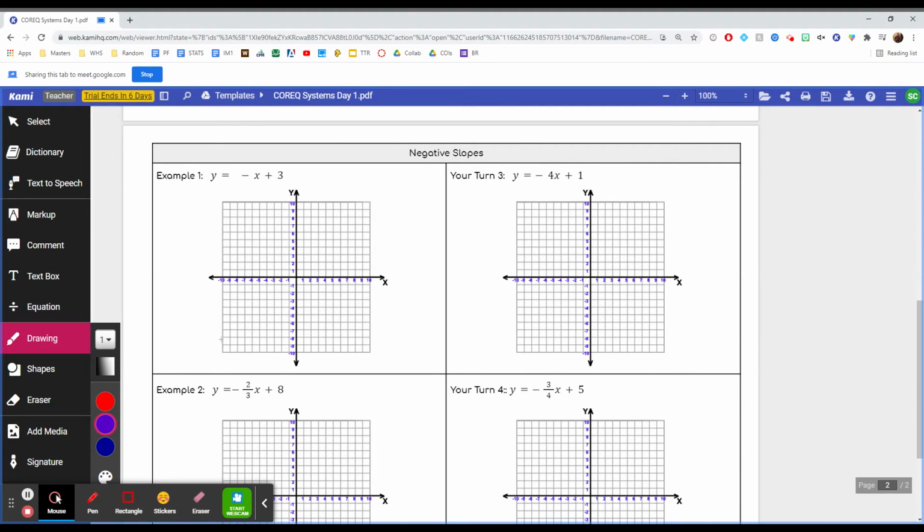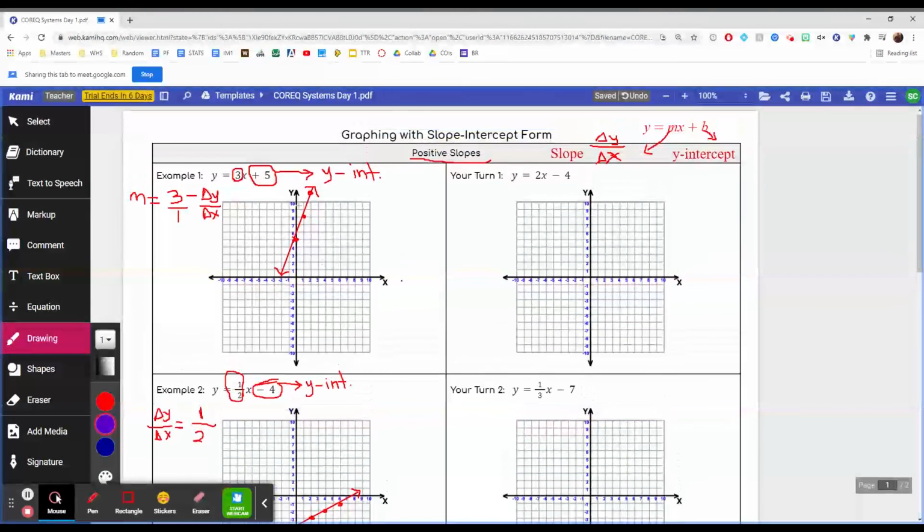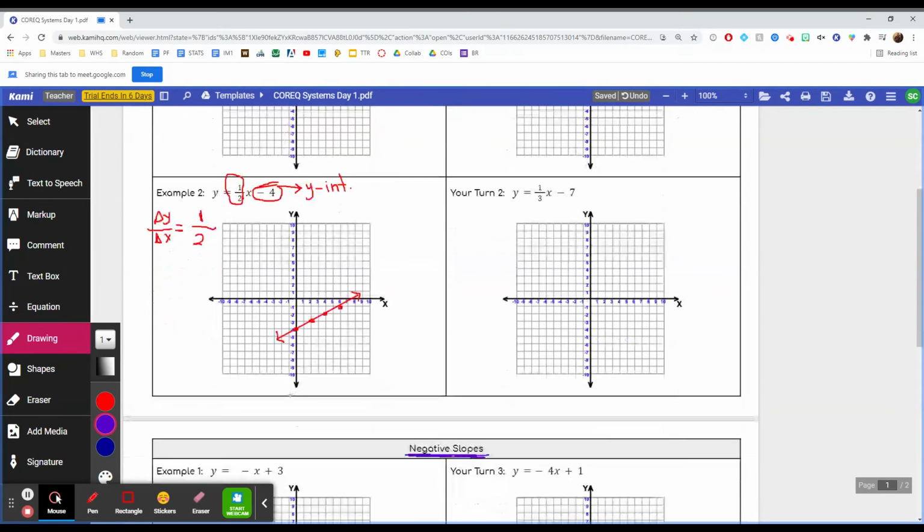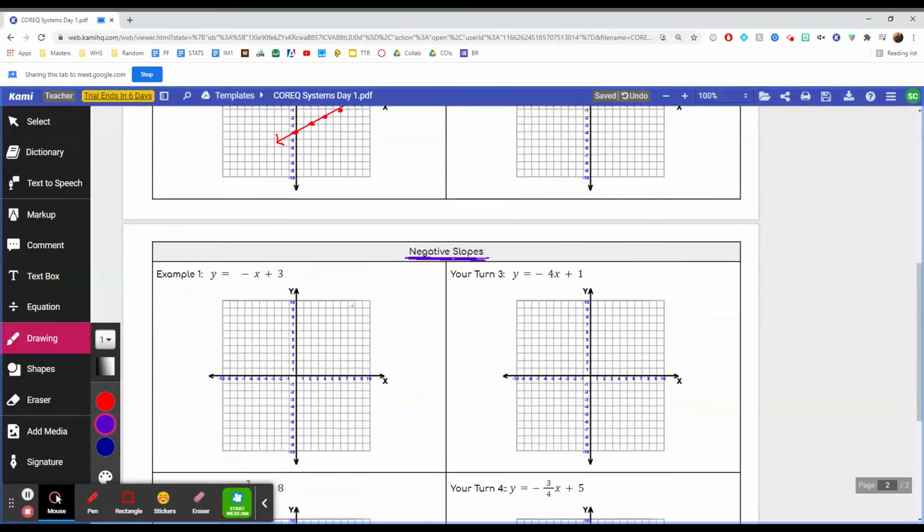So the next portion, now we're talking about the negative slopes. Okay, so the first example involving negative slopes says y is equal to negative x plus 3. If you notice, on the positive slopes, our lines were increasing from left to right. It's going up, it's going up. So now with the negative slopes, they are going to actually be decreasing. They're going to look like that.